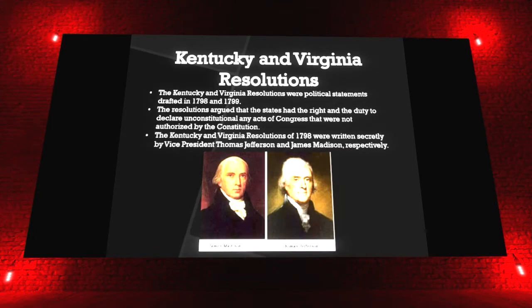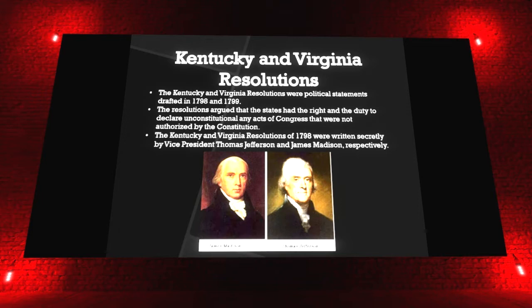The Kentucky and Virginia resolutions were political statements drafted in 1798 and 1799 that claimed that states had the right to declare acts of Congress unconstitutional. Congress did not care about these statements, though, so it showed the South that the North didn't really care about states' rights, and it made the states start to get worried. This led to, obviously, the Civil War due to the fact that now states started fearing for their rights from the federal government.